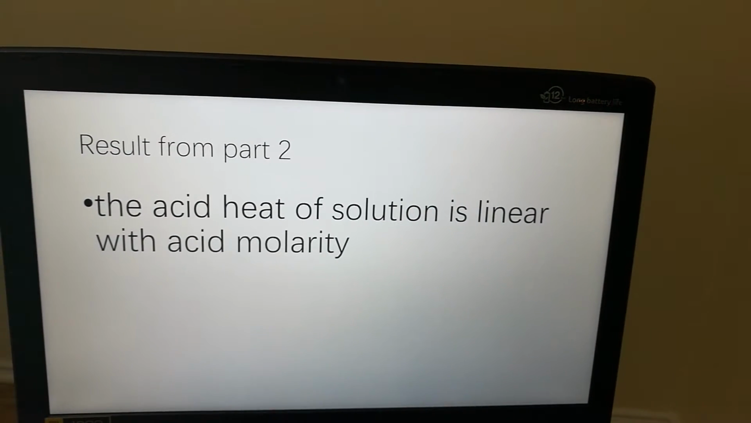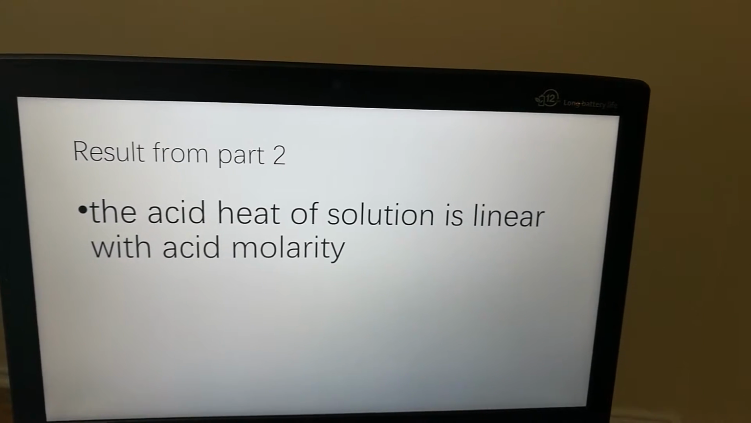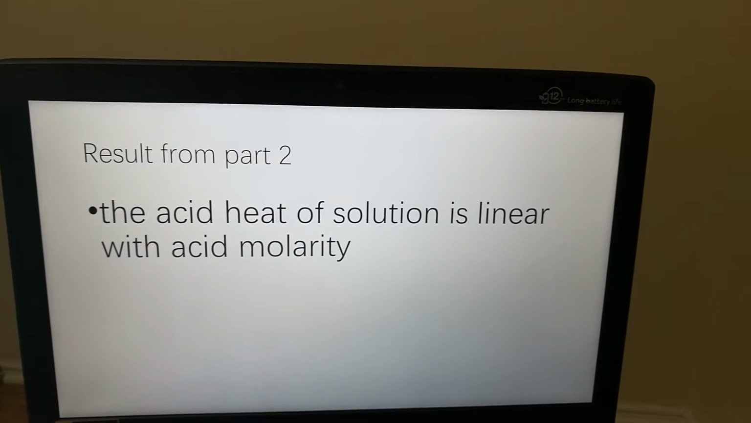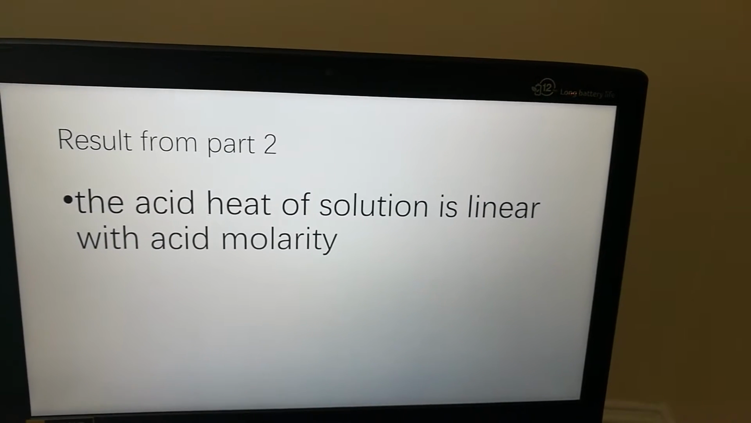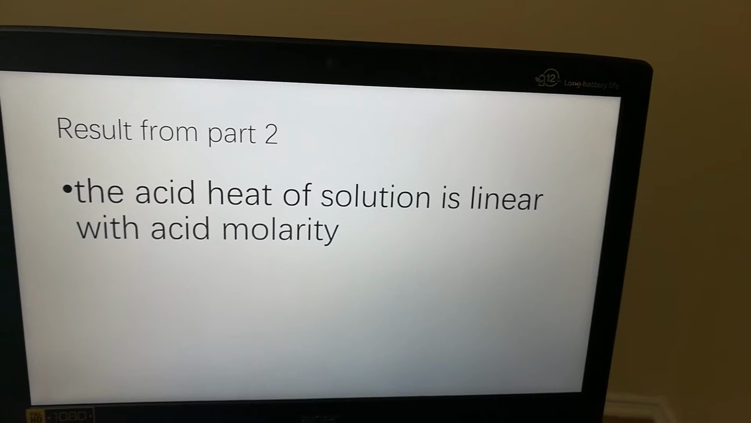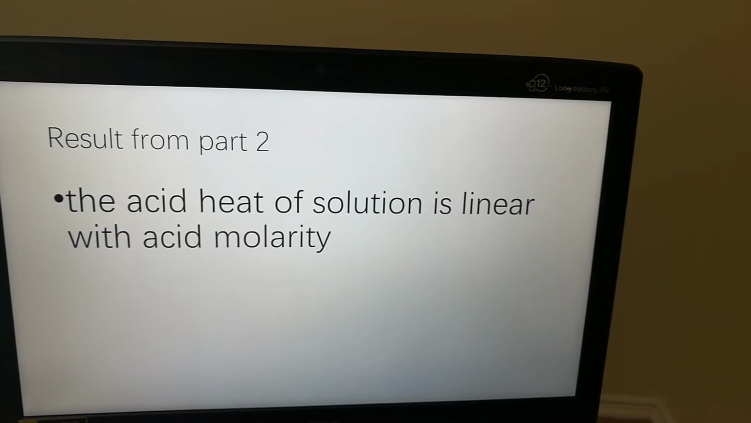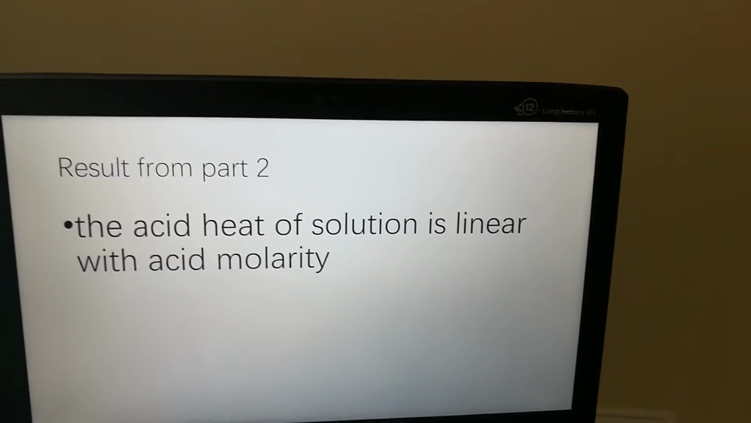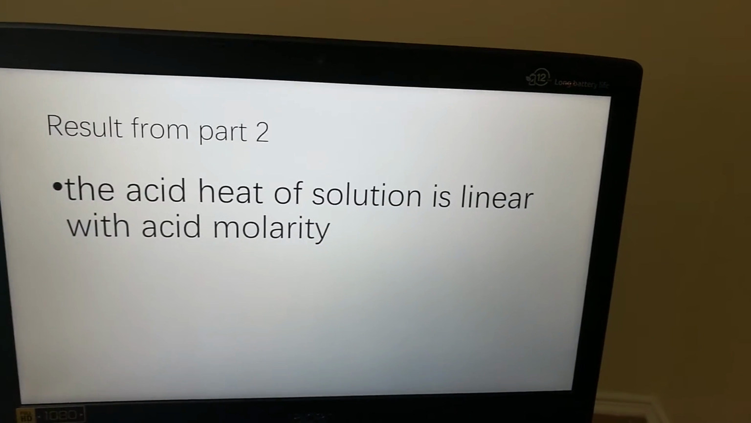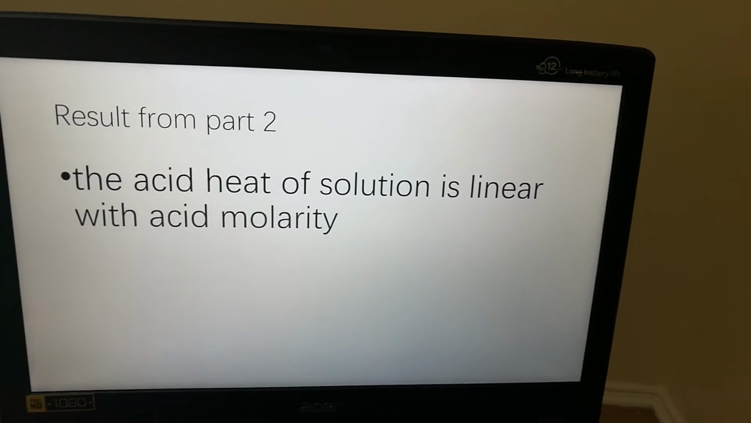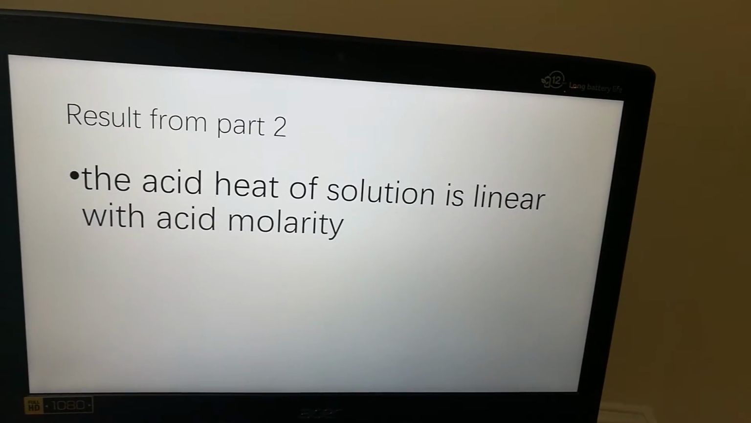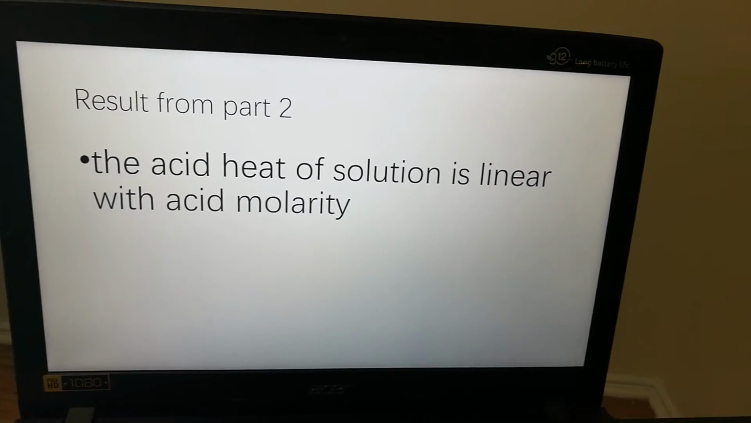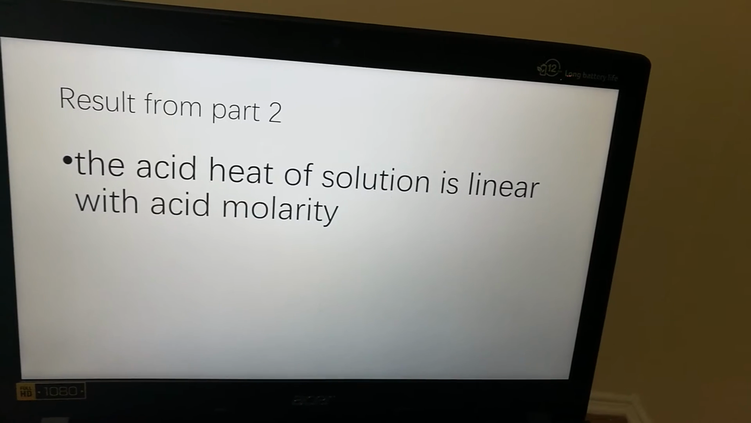Result from part 2: the acid heat of solution is linear with acid molarity. When we dissolve a certain molarity of solution, we get one result of the acid heat, and we take various acid molarities and get various acid heats, and we collect the data and make a graph, so that we can find that the acid heat of solution is linear with acid molarity.